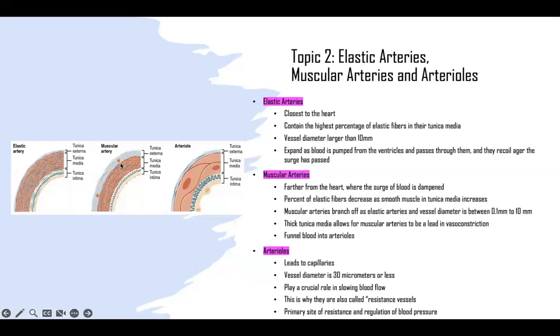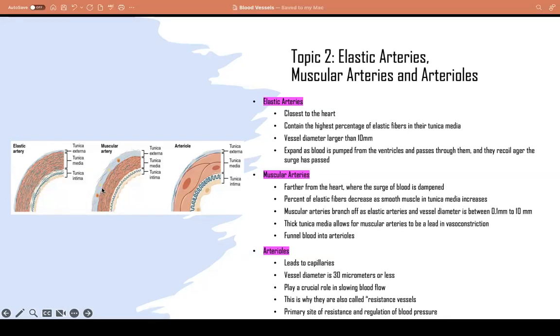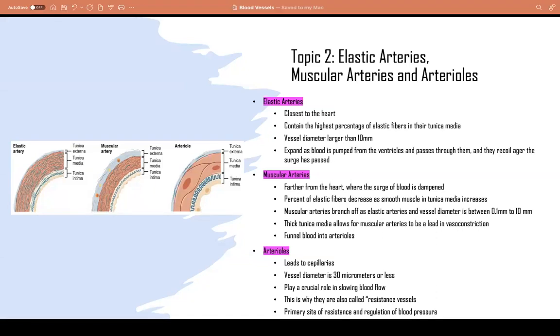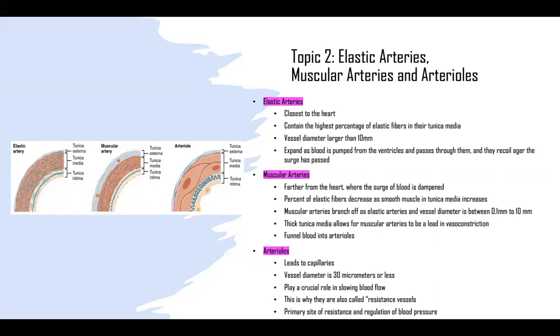Next, we're going to be moving right along to muscular arteries, and they are further away from the heart, where the rush of blood is more slowed down and relaxed. They branch off of elastic arteries, and their vessel diameter could range from 0.1 millimeters to 10 millimeters. They have a thick tunica media, as shown right here, that allows muscular arteries to play a leading role in vasoconstriction, which, as we talked about before, decreases blood flow. They also funnel blood into the smallest diameter artery known as an arteriole.